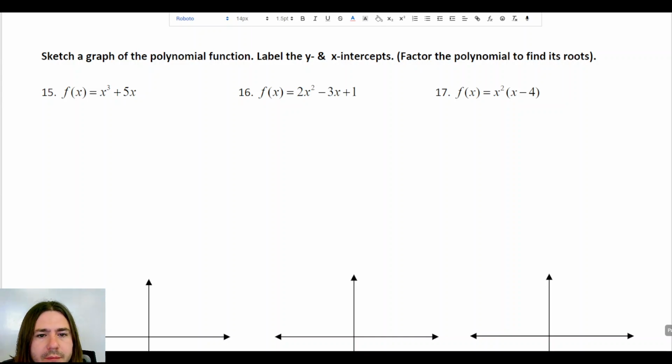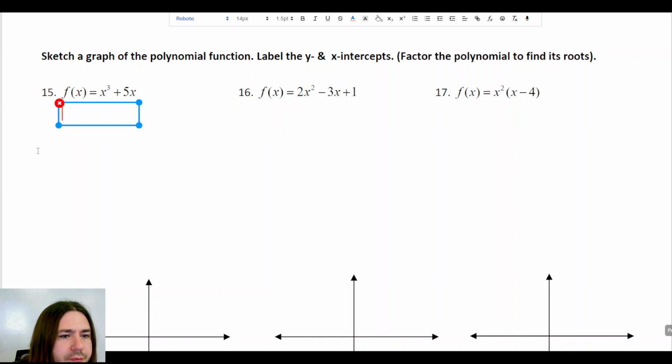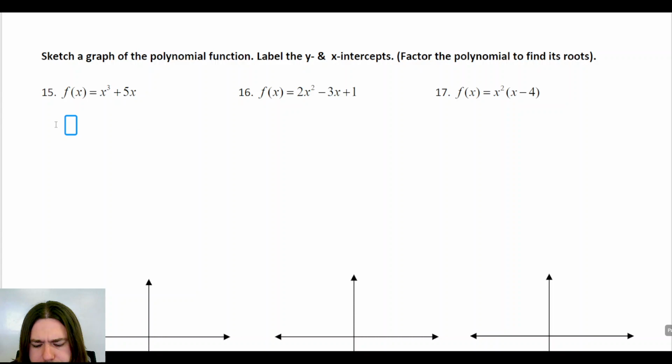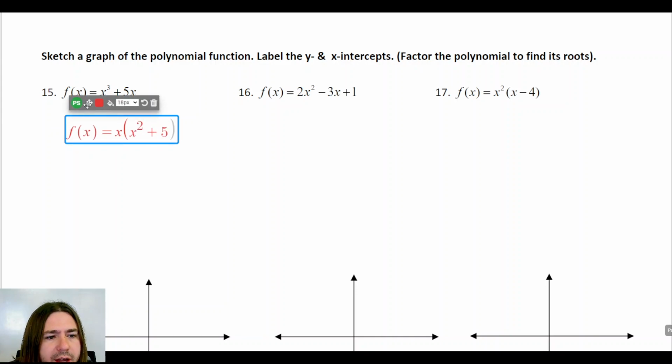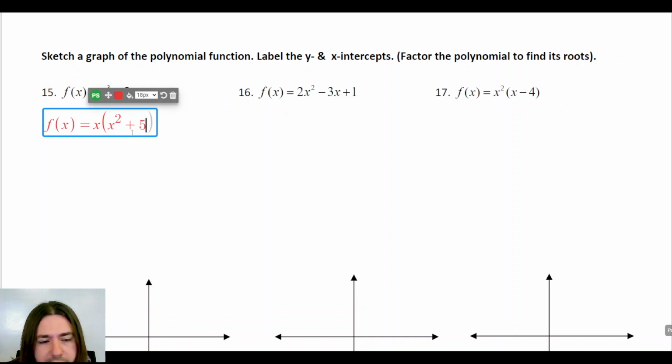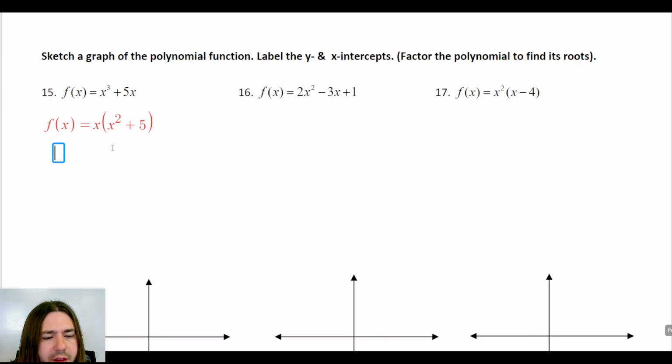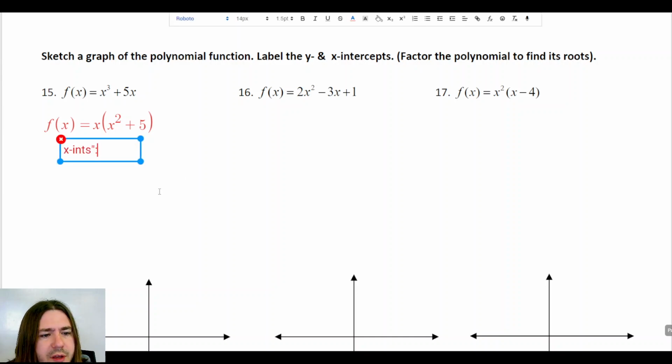So for number 15, I guess we'll start with the intercepts and we'll do the end behavior at the end. So in this case, we can factor, okay? So let's go ahead and factor this. f of x equals, and we can factor out an x. So we get x times x squared plus 5. So we're going to end up with 3 zeros. The x-intercepts will be 0 and plus or minus root 5, and all these will be singles.